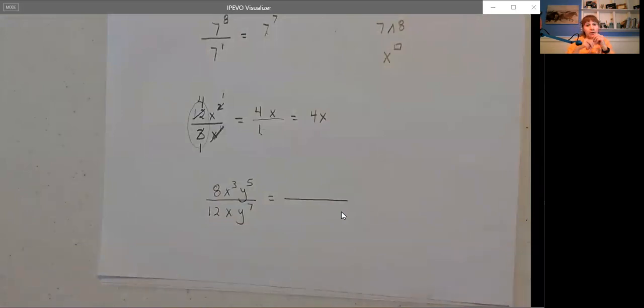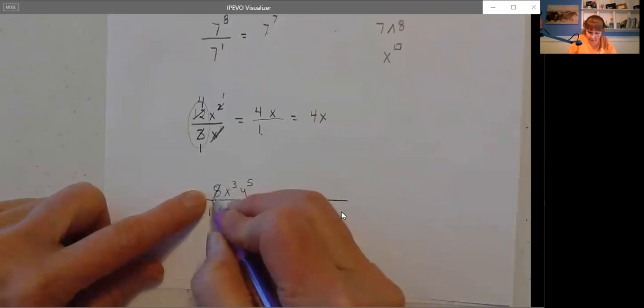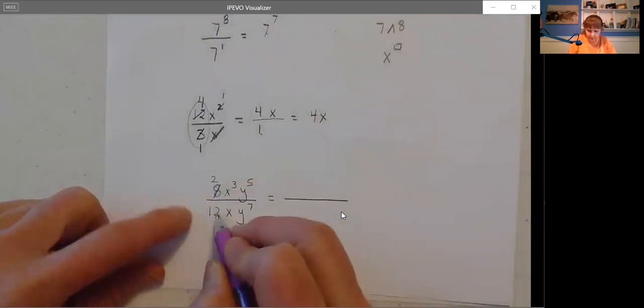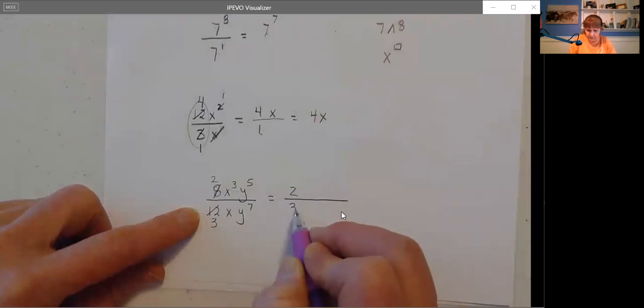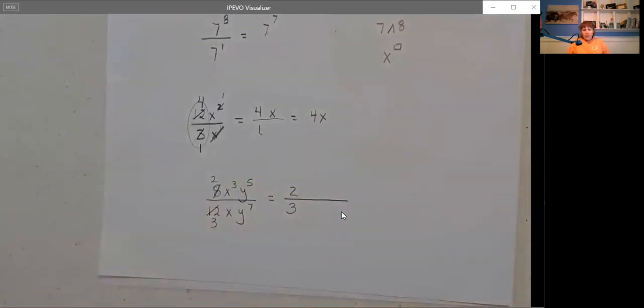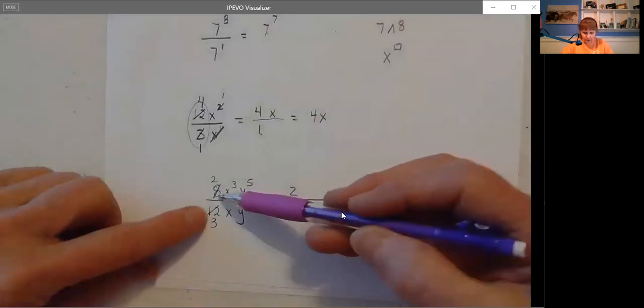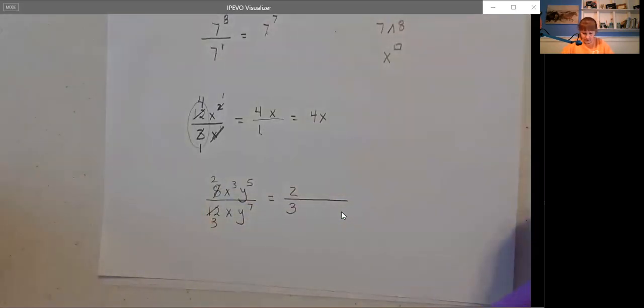Okay, let's look at the 8 and the 12, and we're going to reduce those numbers in front. What goes into both 8 and 12? The largest number that goes into those evenly, and it would be a 4. So we'll divide this by 4 and get 2, and we'll divide this by 4 and get 3. So we have 2/3. All right. So there's these numbers in front here, these coefficients.